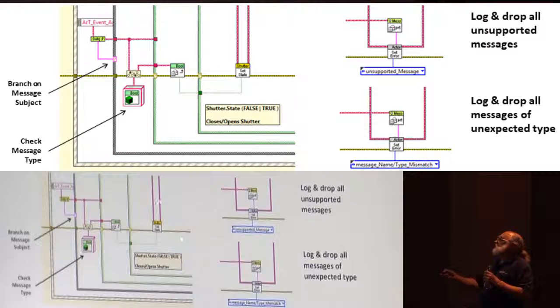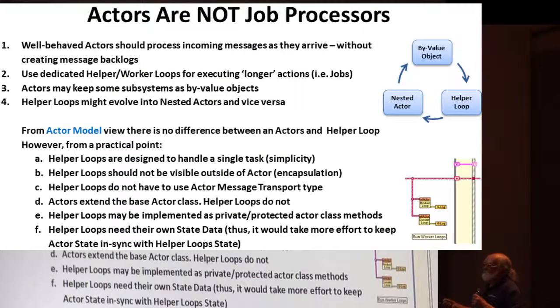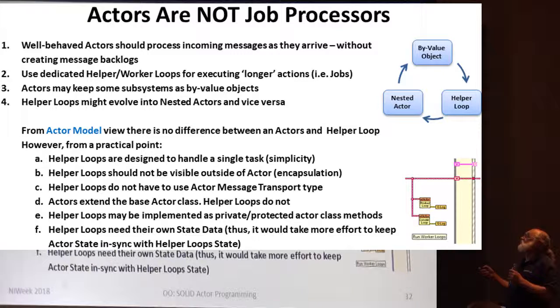And in case the type is wrong, it's definitely a bug. So I set an error and log that the message name type is a mismatch, and I need to fix it. That's what that best practice means. Actors are not job processors. Well-behaved actors should process incoming messages as they arrive without creating message backlogs in their mailbox. This is one of the cornerstones of David's presentation.